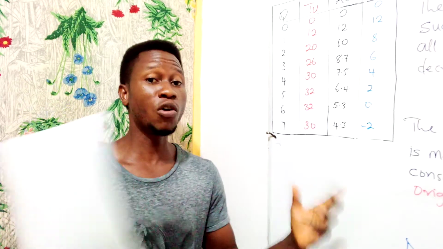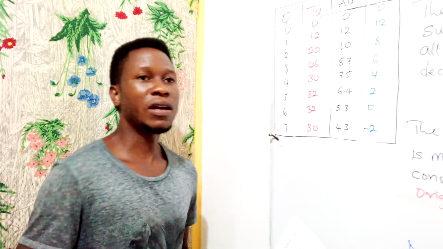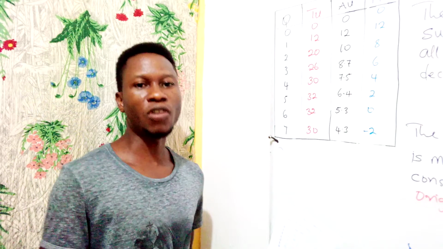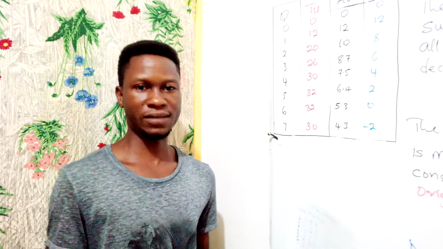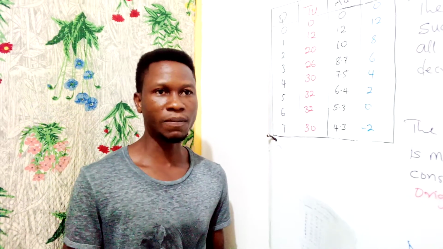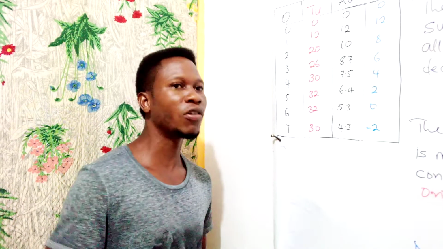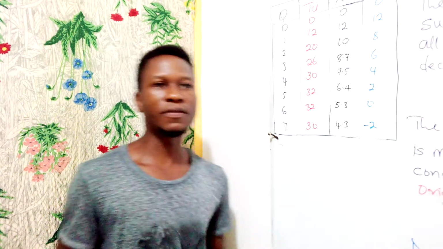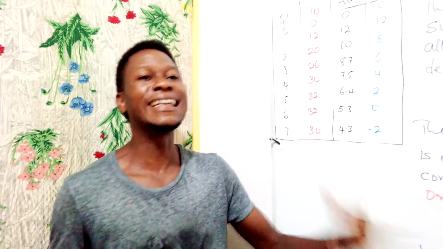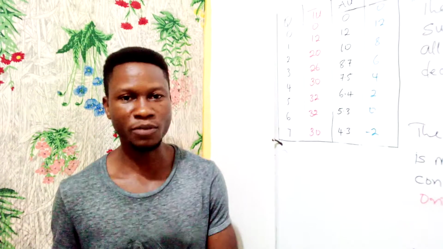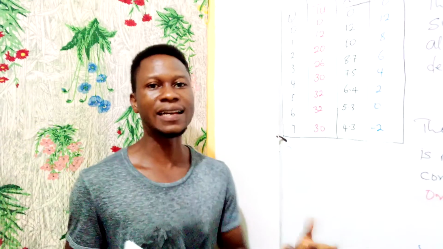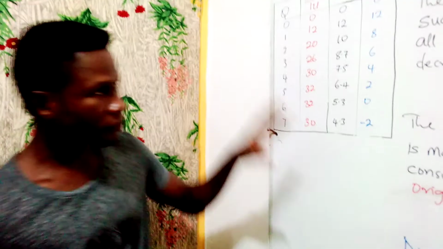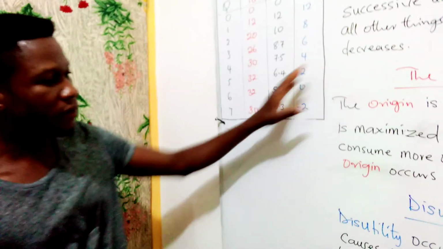In other words, in my own words, I say that you are now vomiting what you have taken already, which is disutility. Is that okay? Dissatisfaction. Instead of enjoying the thing, you are no longer enjoying it. I don't know if you have come to a point where you have overeaten and now you can't sleep very well. You are tossing from one end to another. That is an example of disutility. Is that okay? So that is about the origin and the disutility.